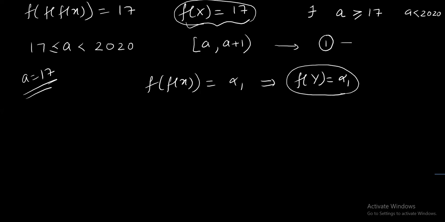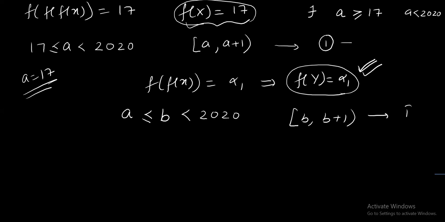Now, for this equation, again, the same situation is there. I will say that there exists some integer b which is greater than or equal to 17. Why 17 in this situation? Because alpha 1 belongs to the interval 17 to 18. Otherwise, in general, b is greater than or equal to a, but less than 2020. That means for this equation, there exists an integer b such that for every interval b to b plus 1, I will keep getting one solution of this equation, just like the previous case.